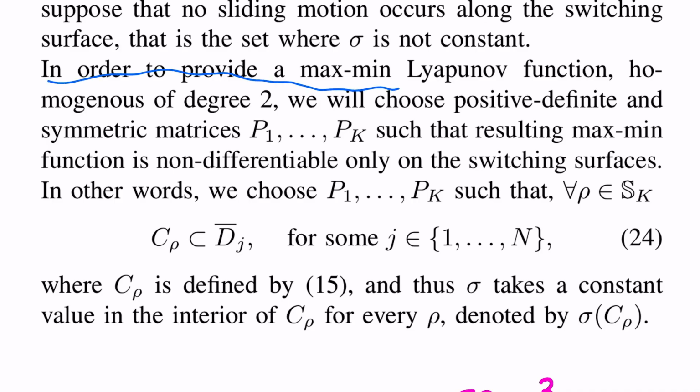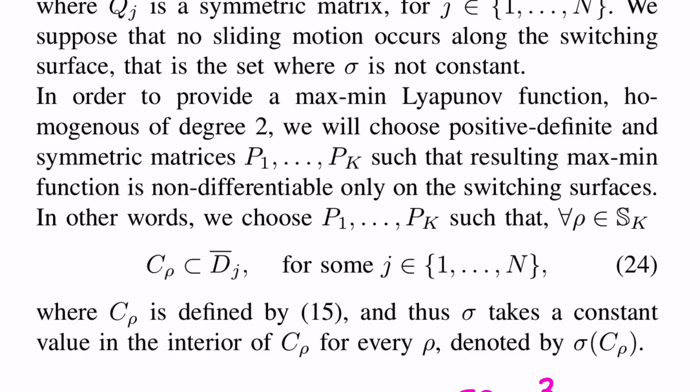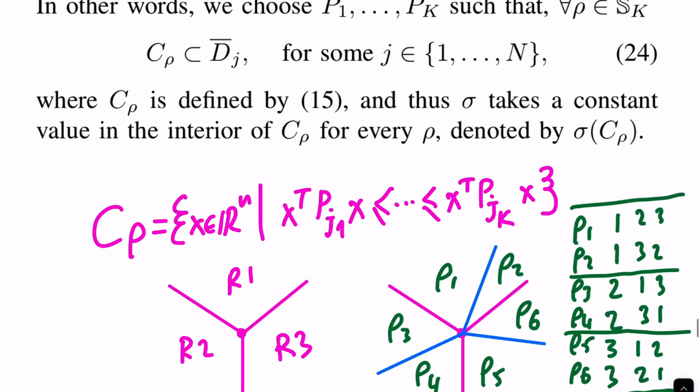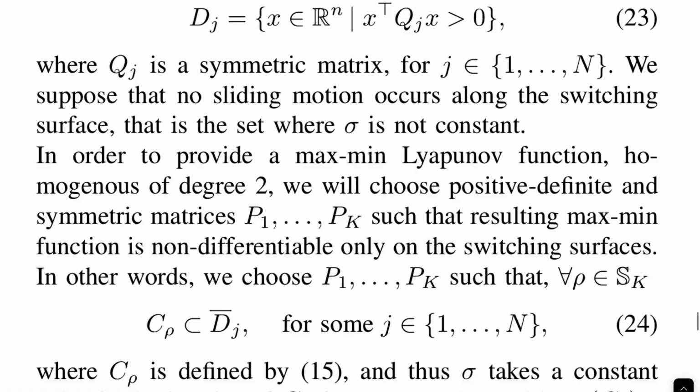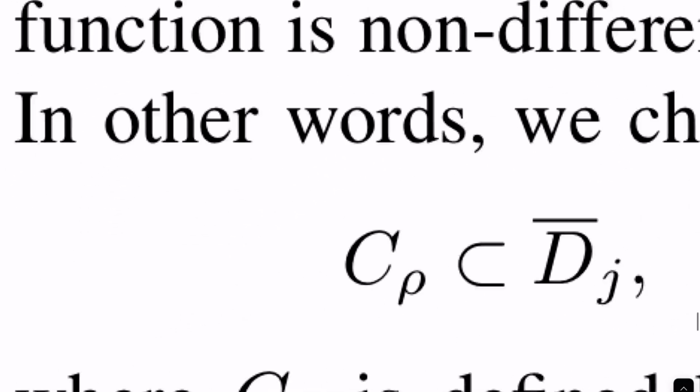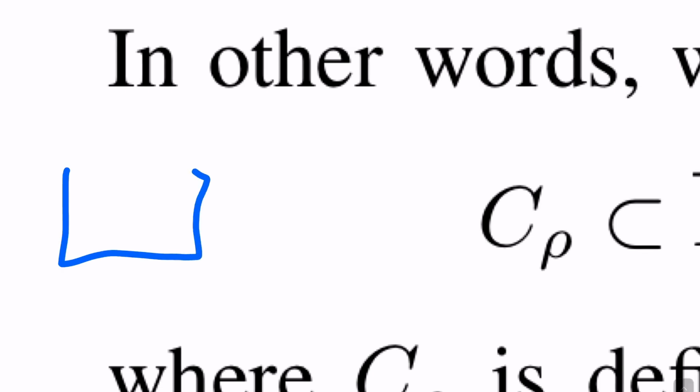In order to provide a max-min Lyapunov function, homogeneous of degree 2, choose positive definite symmetric matrices such that the resulting max-min function is non-differentiable only on the switching surfaces. Here's the critical part. This is a very important point. Wait a sec. Here we have our state space.